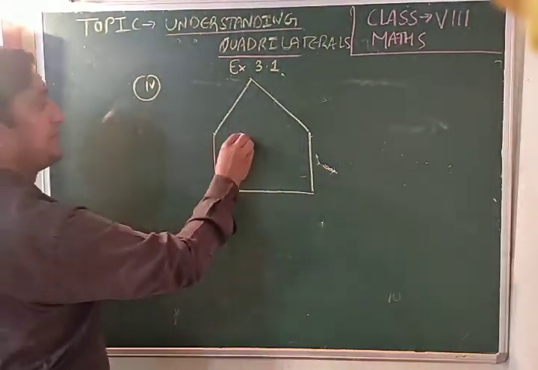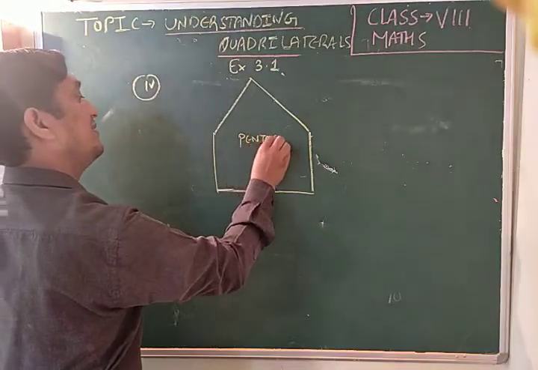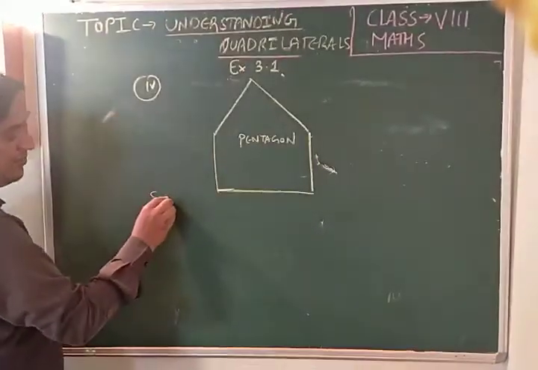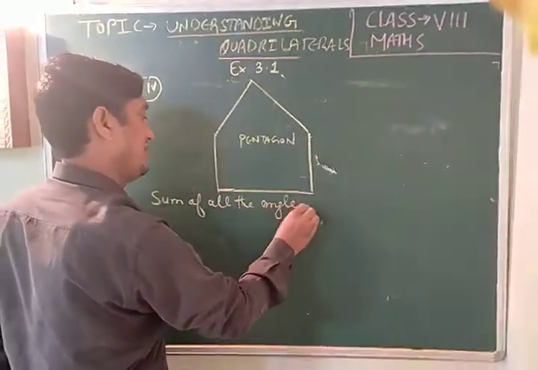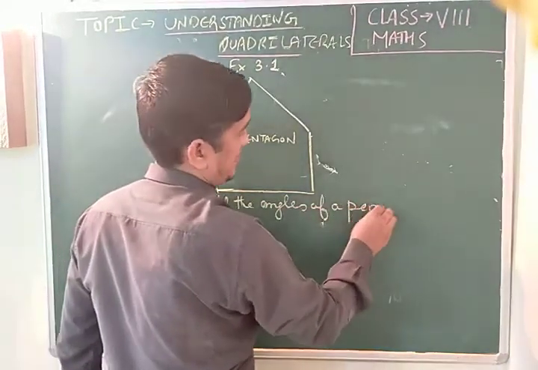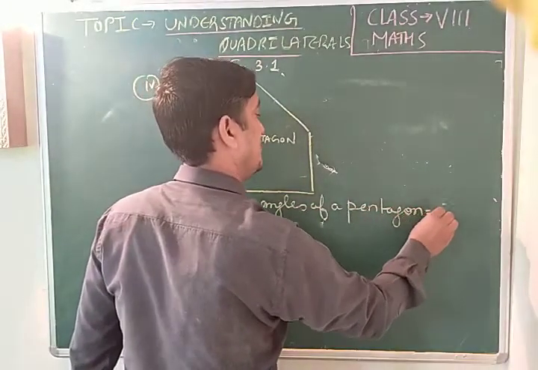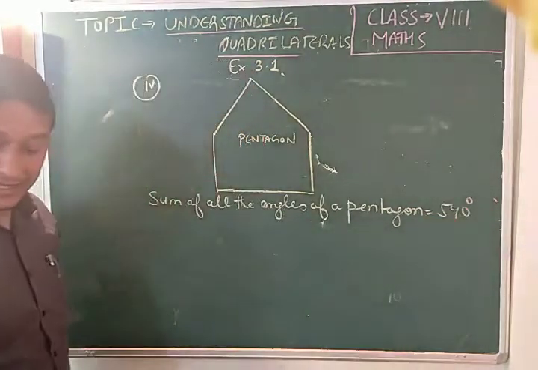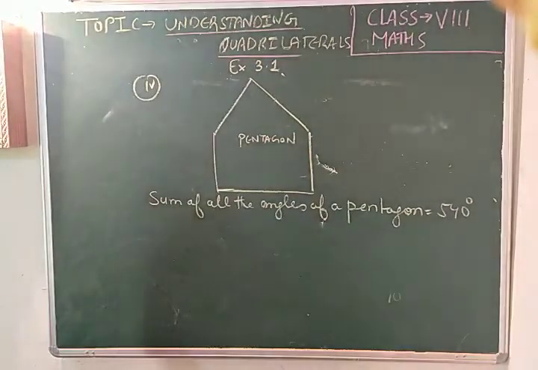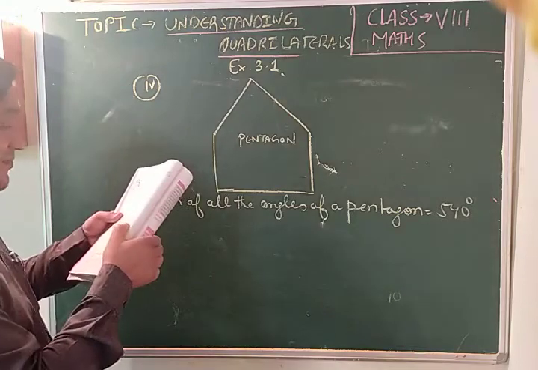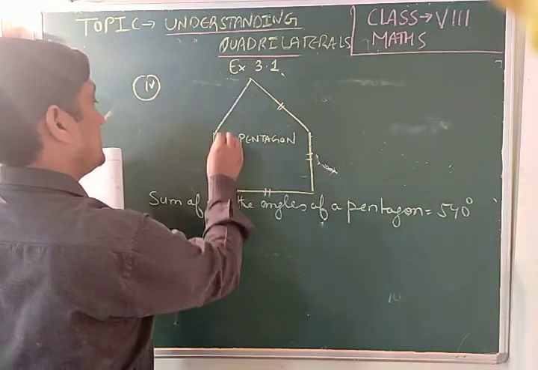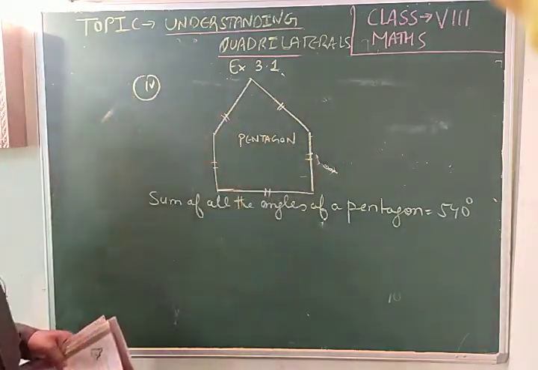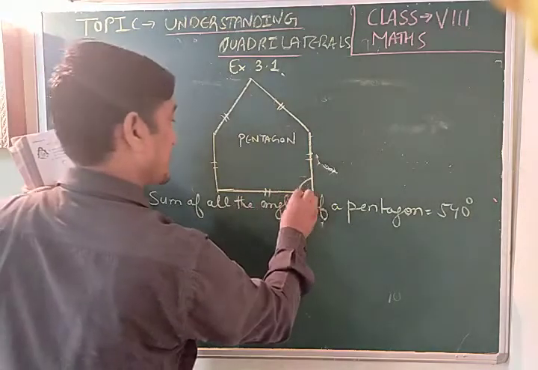This pentagon is given. And we know that the sum of all the angles of a pentagon is 540 degree. And children, nothing else is given, but you have to look at the figure. Here they have written this dash, this dash, this dash, this dash. It means all sides were equal. All sides were equal and the angle is given as x.